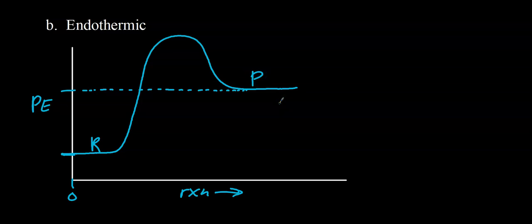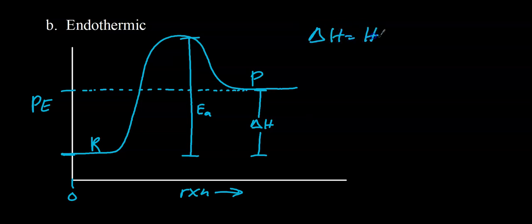Let's label delta H. From here, the energy of the reactants, to the top of the hill, I didn't make that in the middle, but that's okay, is our activation energy. And then delta H, again, is the difference in energies of the reactants and the products. Applying what we said earlier, we calculate delta H by taking the energy of the products minus the energy of the reactants. In this case, since the products have more energy than the reactants, the sign for delta H will be positive. Always true for an endothermic reaction.